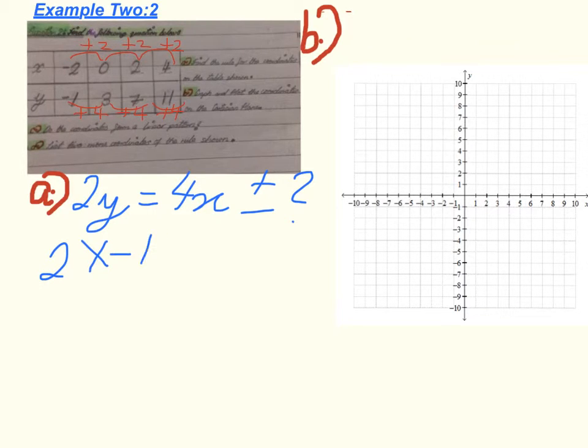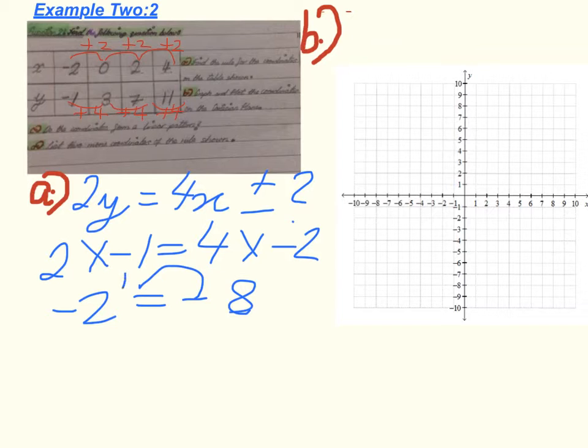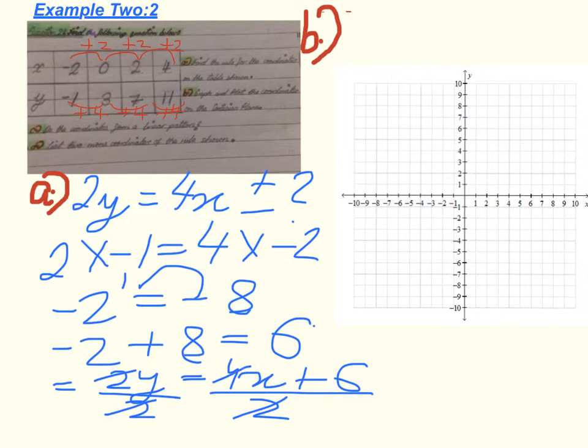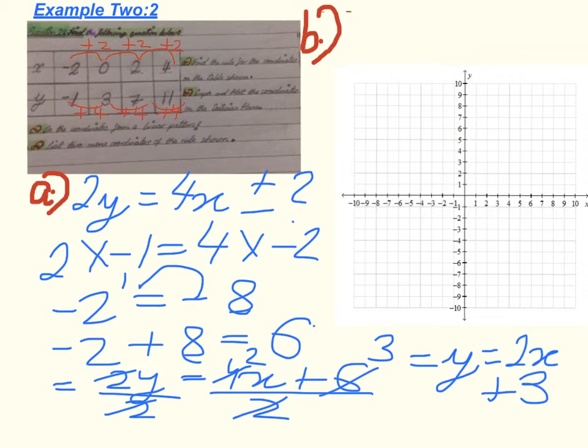2 times minus 1 equals 4 times minus 2 plus something. Minus 2 equals minus 8. We take that across, so the sign changes, which is minus 2 plus 8, which equals 6. So that means 2y equals 4x plus 6. However, we don't want 2y, we just want to know y. So we'll divide both sides by 2. That will give us y, that will give us 2x, and that will give us 3, which clearly states that y equals 2x plus 3. That's the answer for question A.